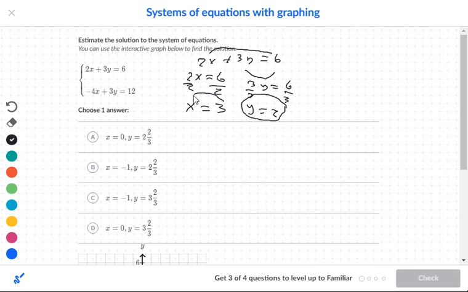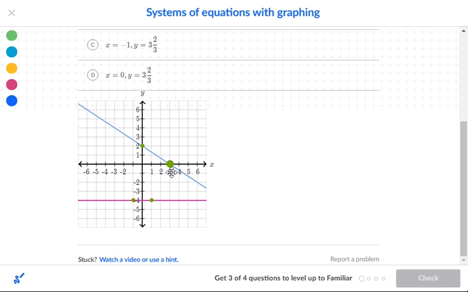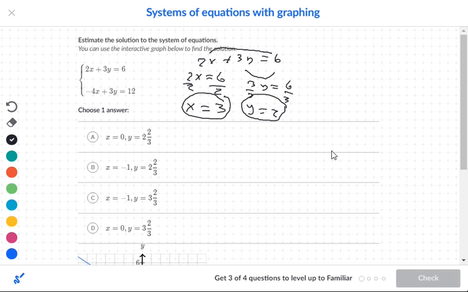So this one has a y-intercept and an x-intercept. Here's my x, it's 3, here's my y, it's 2.